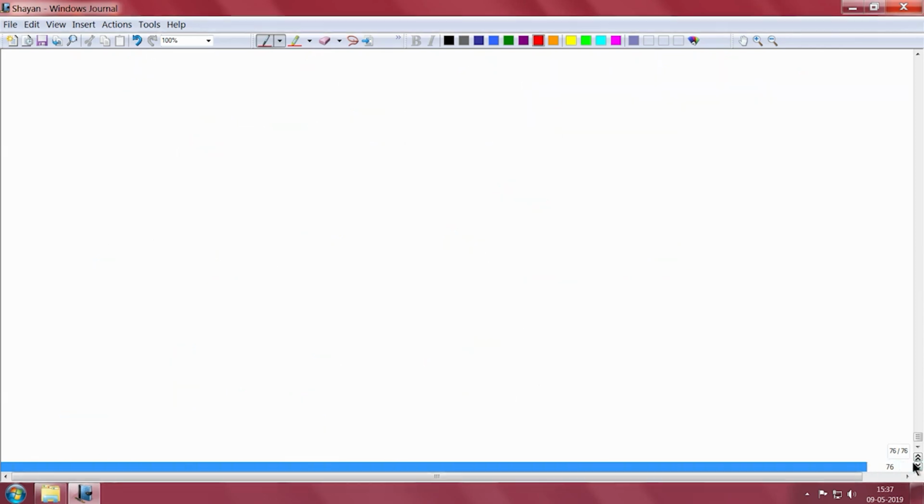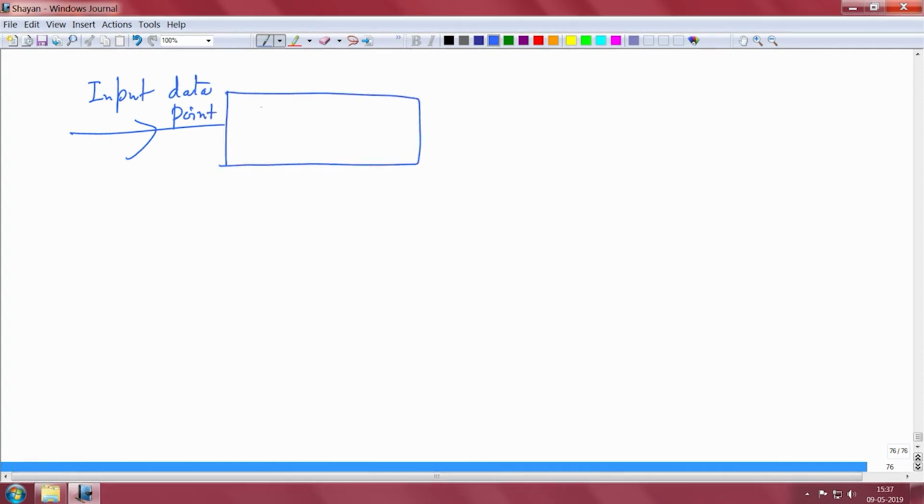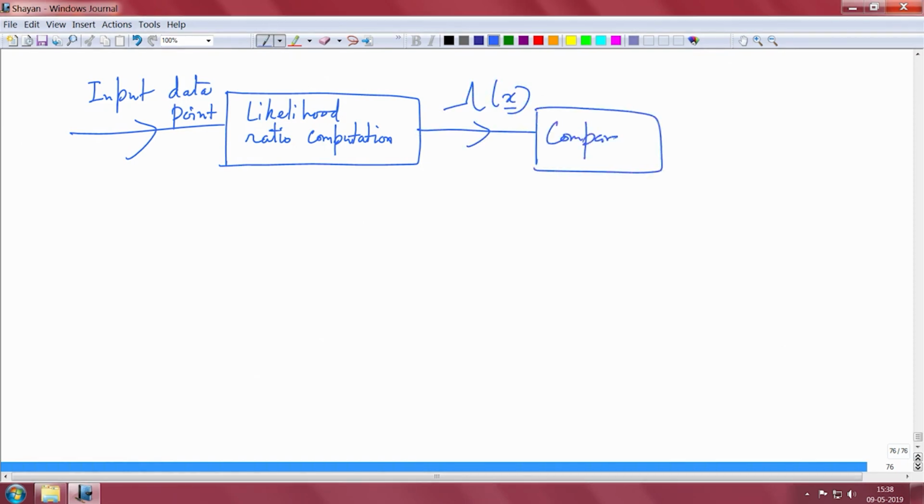Now, if we sketch this as a schematic, we have a data point, it goes to a likelihood ratio computation unit. You get lambda of x, compare it against zeta and then formulate your decision rule.